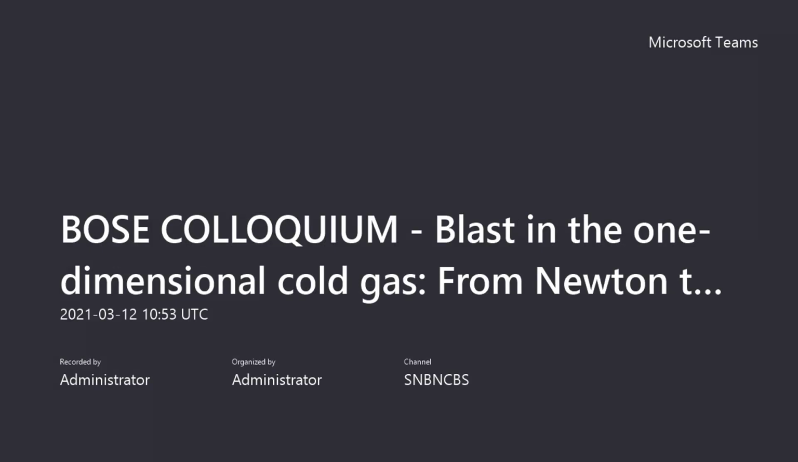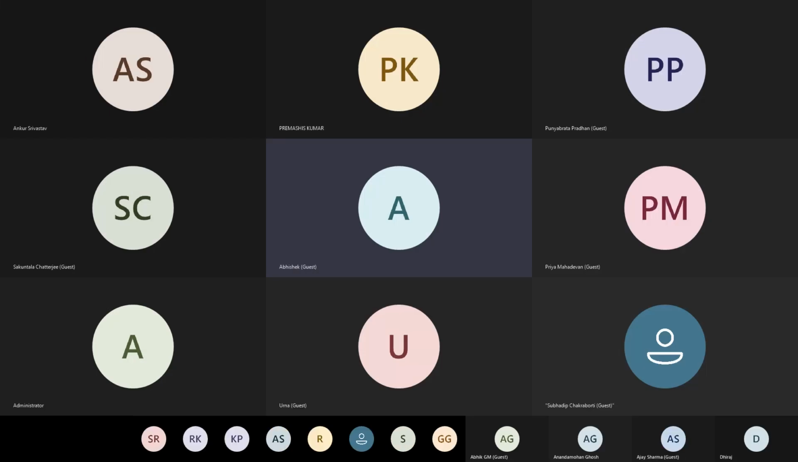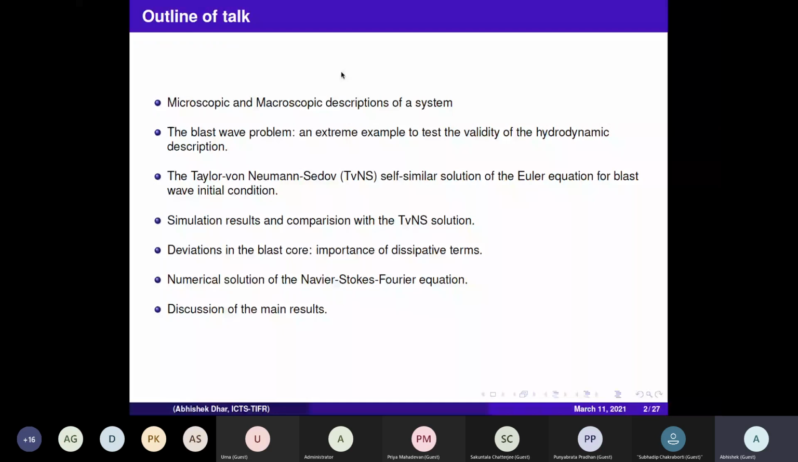Initial value problem where you have a huge bomb blast and you want to see how the system evolves, there's an exact solution of the Euler equations, which is due to Taylor, von Neumann, and Sedov. This is from around the time of the Second World War, 1945. This is a very old but very nice self-similar exact solution of the Euler equations. And so I will talk a little bit about this solution.